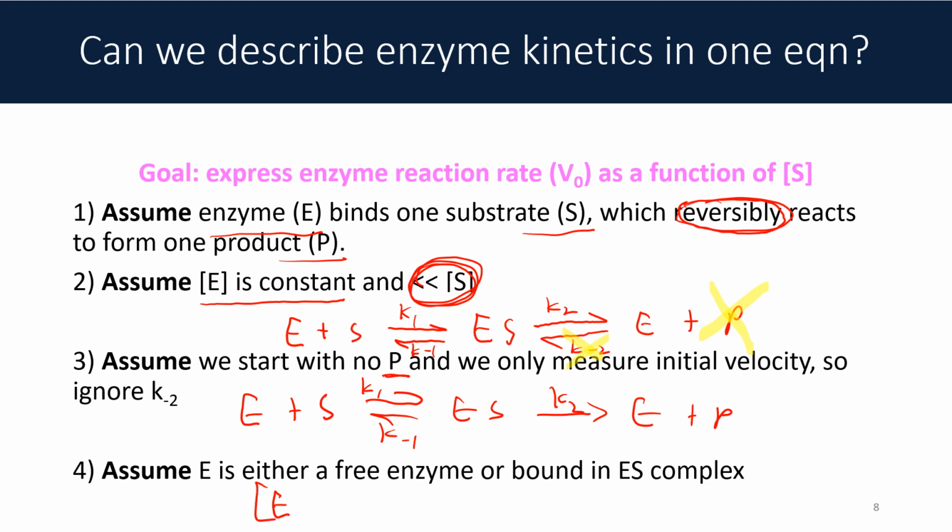E total equals free enzyme plus bound enzyme. You may be thinking, well, I guess that's sort of obvious, right? Why do we have to spell it out? It'll make sense in a little bit.